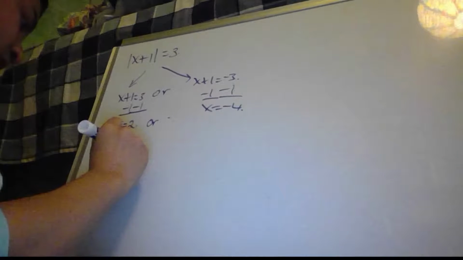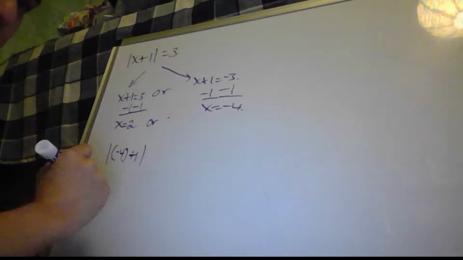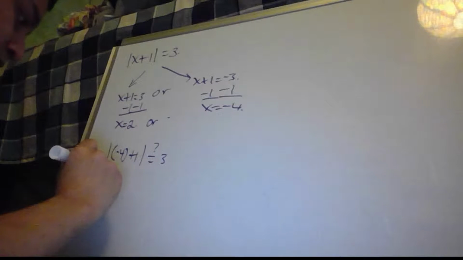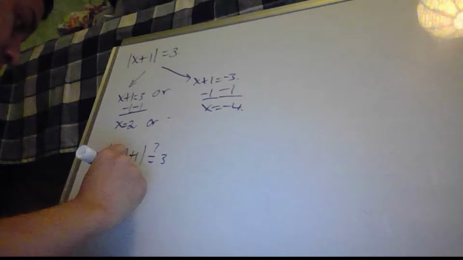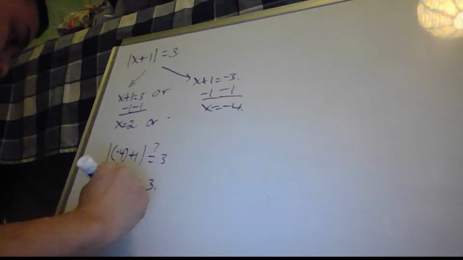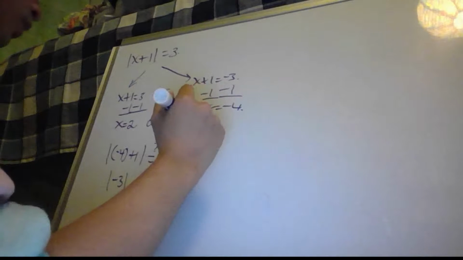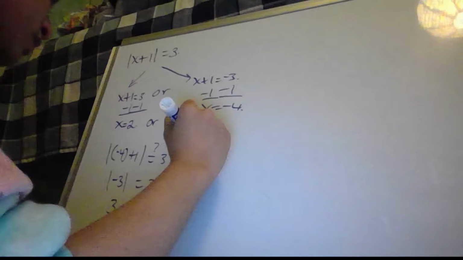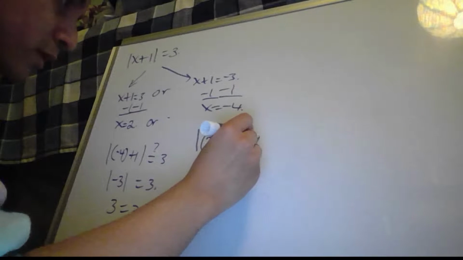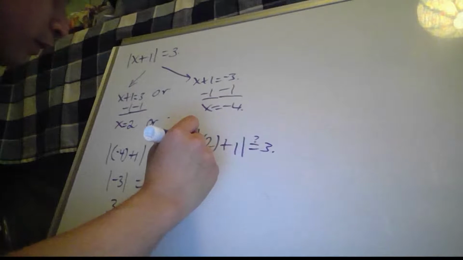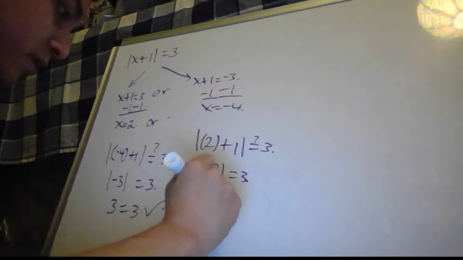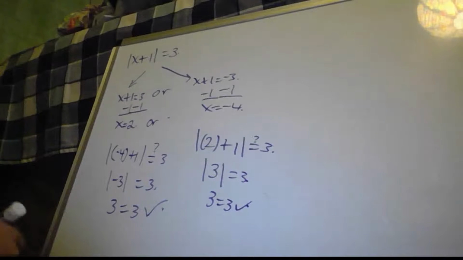And you can plug it back in. The absolute value of negative 4 plus 1, is that equal to 3? Well, negative 4 plus 1 is negative 3, and the absolute value of negative 3 is 3, so 3 is equal to 3, right? If you do 2, the absolute value of 2 plus 1, is that equal to 3? The absolute value of 3 is 3, so 3 is equal to 3, right? That's how you verify.